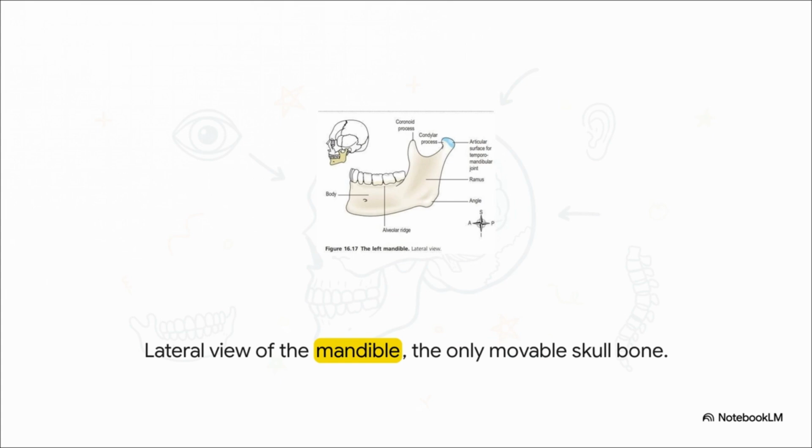Now for the lower jaw, the mandible. You know what makes a mandible so unique? It is literally the only movable bone in the entire skull.